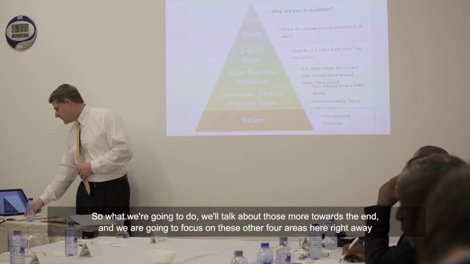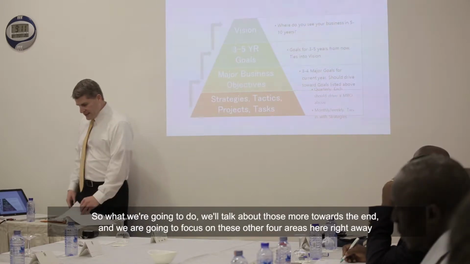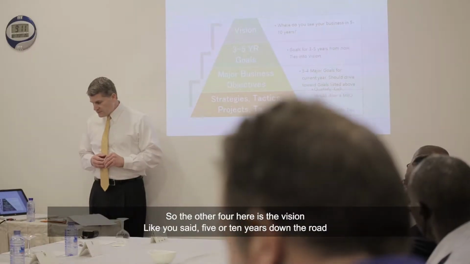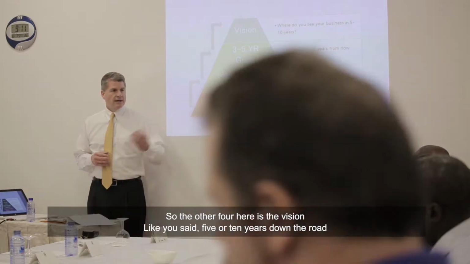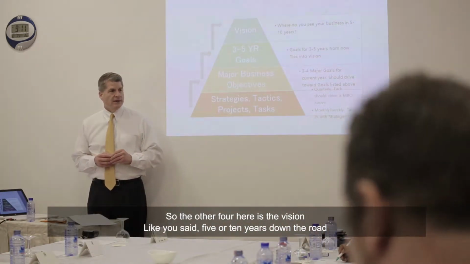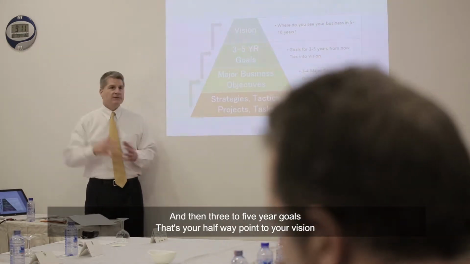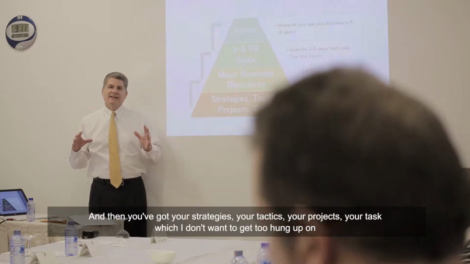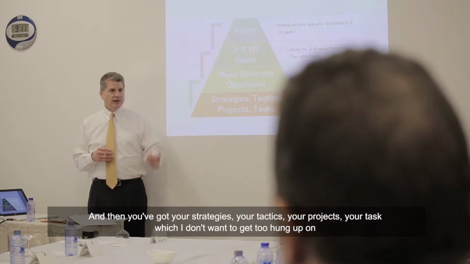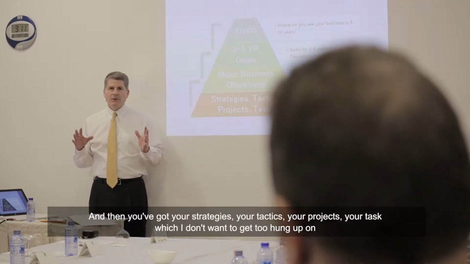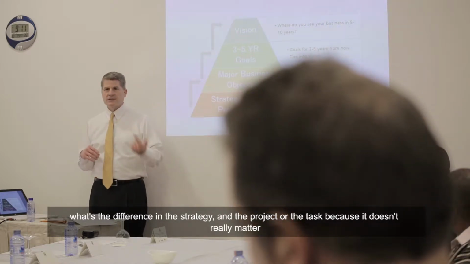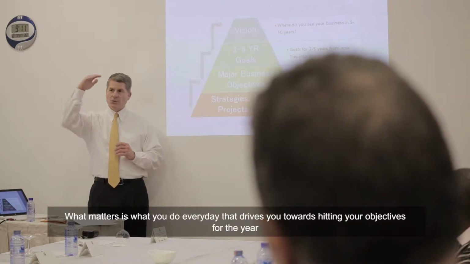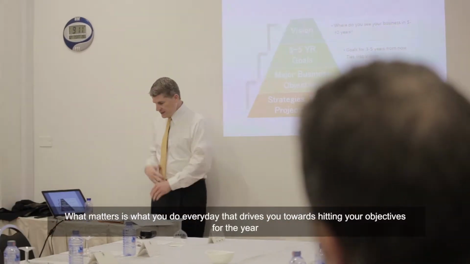So we'll talk about those more toward the end, and we're going to focus on these other four areas right away. The other four areas are the vision, like you said, 5 or 10 years down the road, and then 3 to 5-year goals. That's your halfway point to your vision. And then there are major business objectives, the 3 to 4 things that you're going to do this year. And then you've got your strategies, your tactics, your projects, your tasks, which I don't want to get too hung up on, what's the difference between a strategy and a project or a task, because it doesn't really matter. What matters is that's what you do every day that drives you toward hitting your objectives for the year.